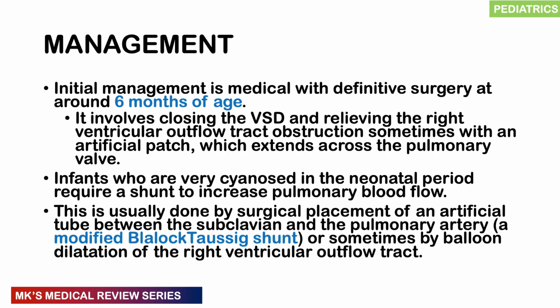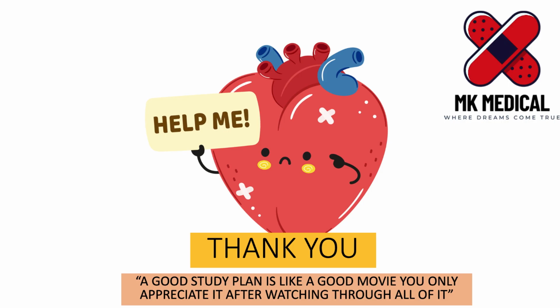This procedure is known as a modified Blalock-Taussig procedure. You place an artificial tube between the subclavian artery and the pulmonary artery, so you create an artificial shunt. Sometimes balloon dilatation of the right ventricular outflow can be done. Those are the important things that you need to know in terms of Tetralogy of Fallot.